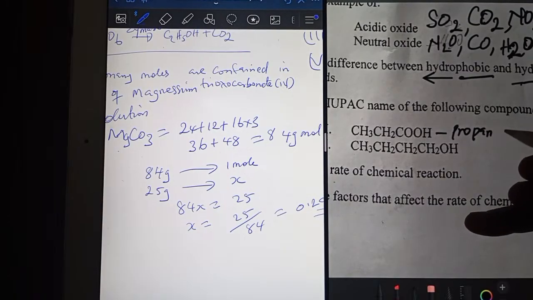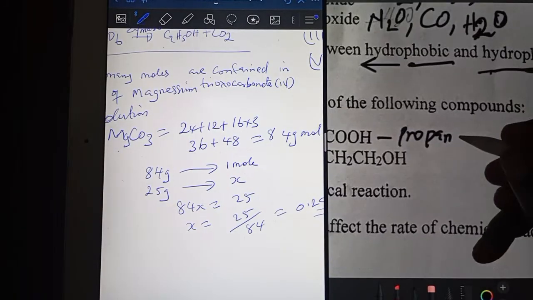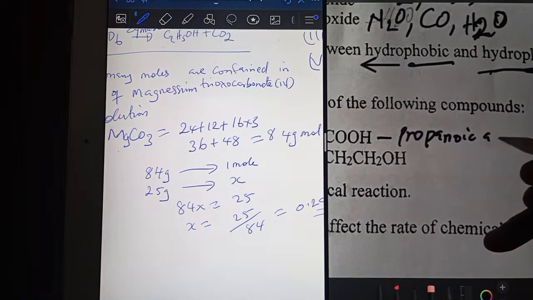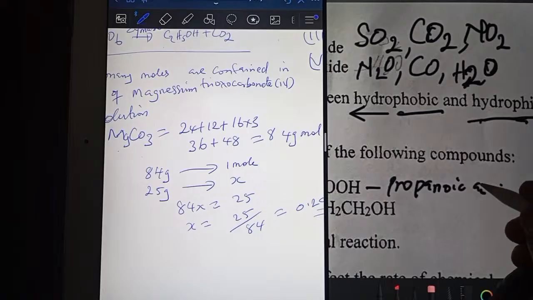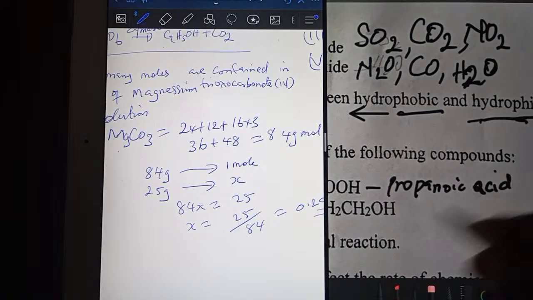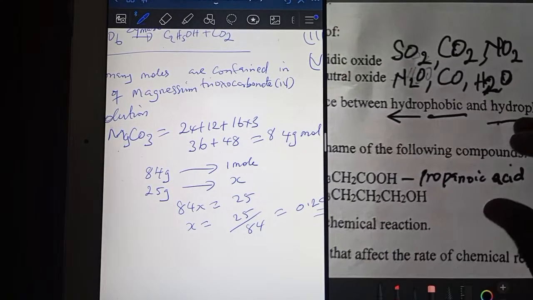Propanoic acid. So that's the name of the compound.